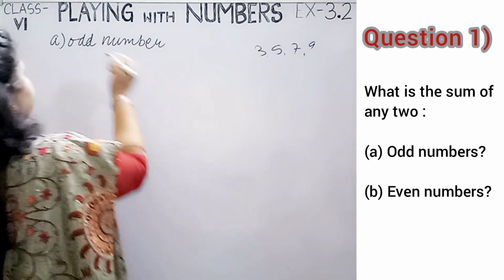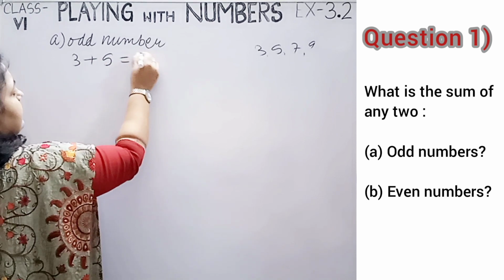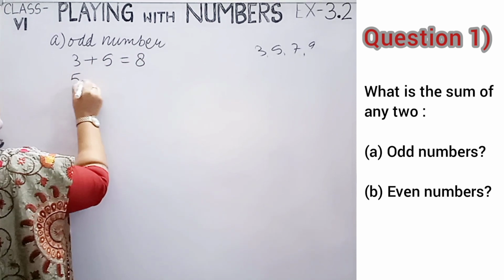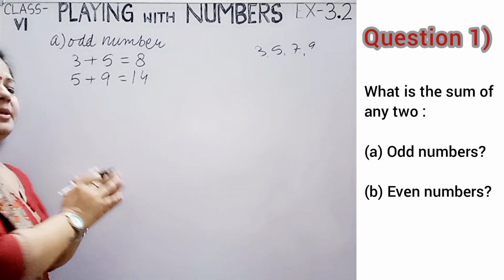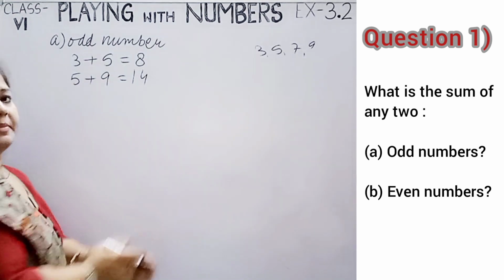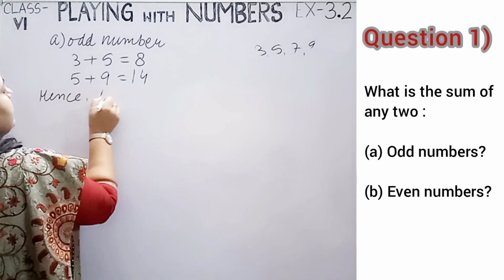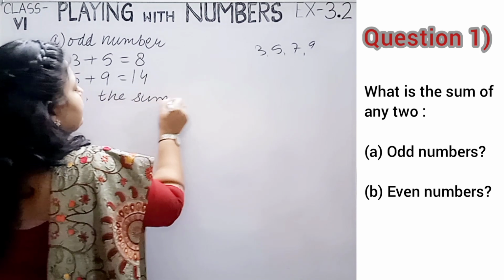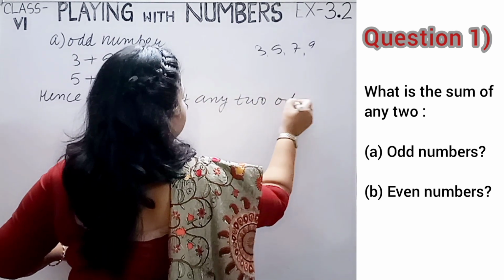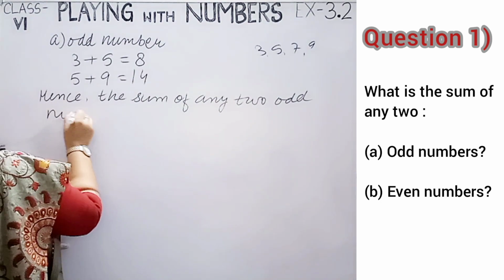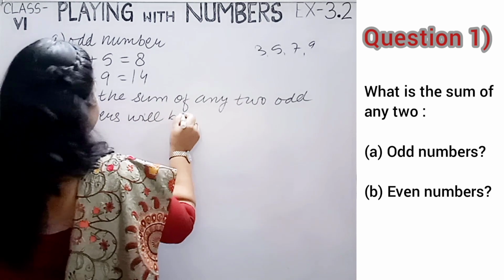So if I take any two odd number and if I add, I get even number. If I add two odd number, again I get even number. It means the sum of any two odd numbers is always even number. So the sum of any two odd number will be even number.